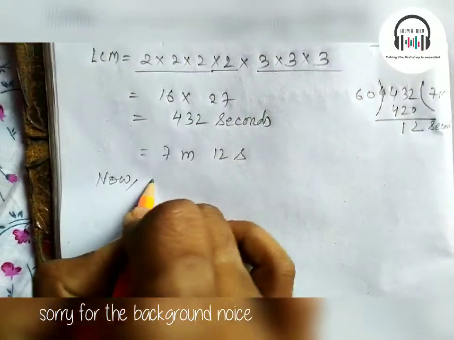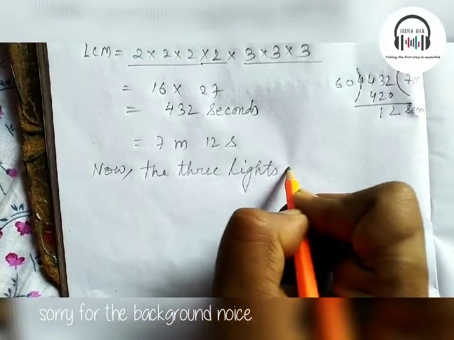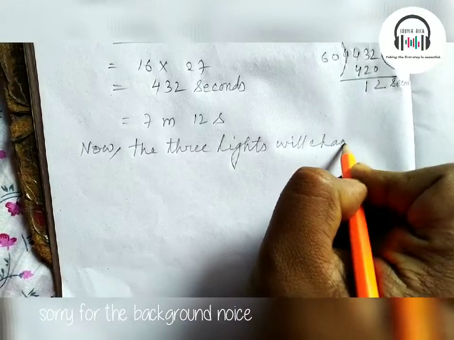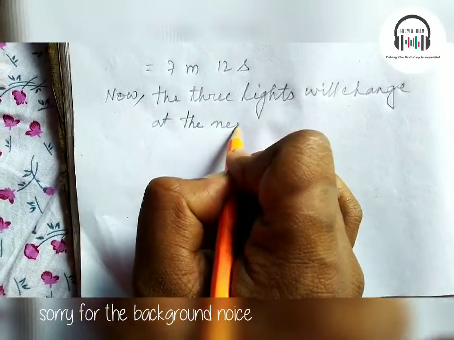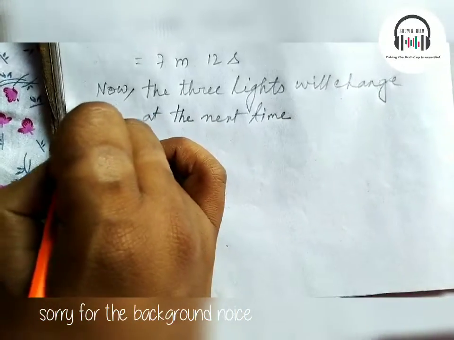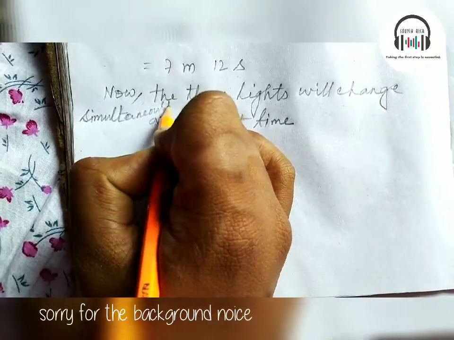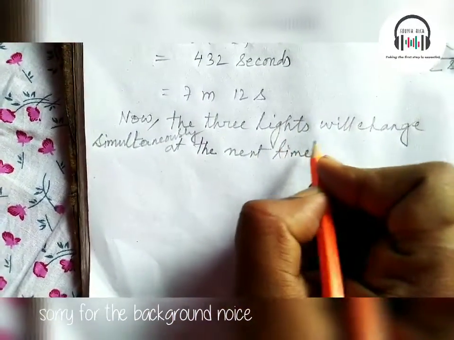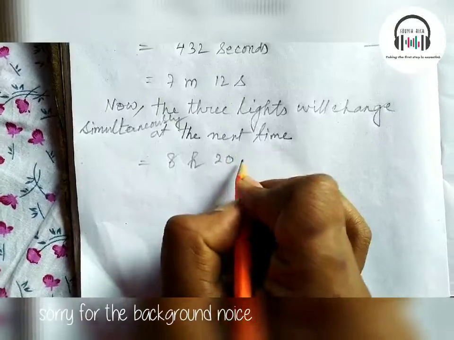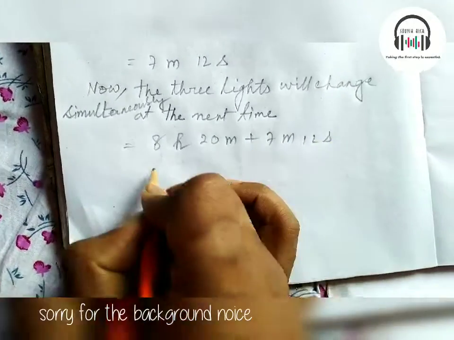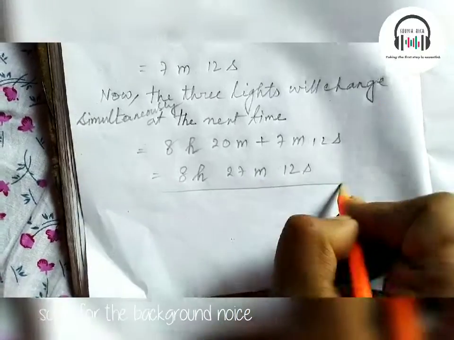Now the 3 lights will change simultaneously at the next time equals 8 hours 20 minutes plus 7 minutes 12 seconds. That means 8 hours 27 minutes and 12 seconds. That's the answer.